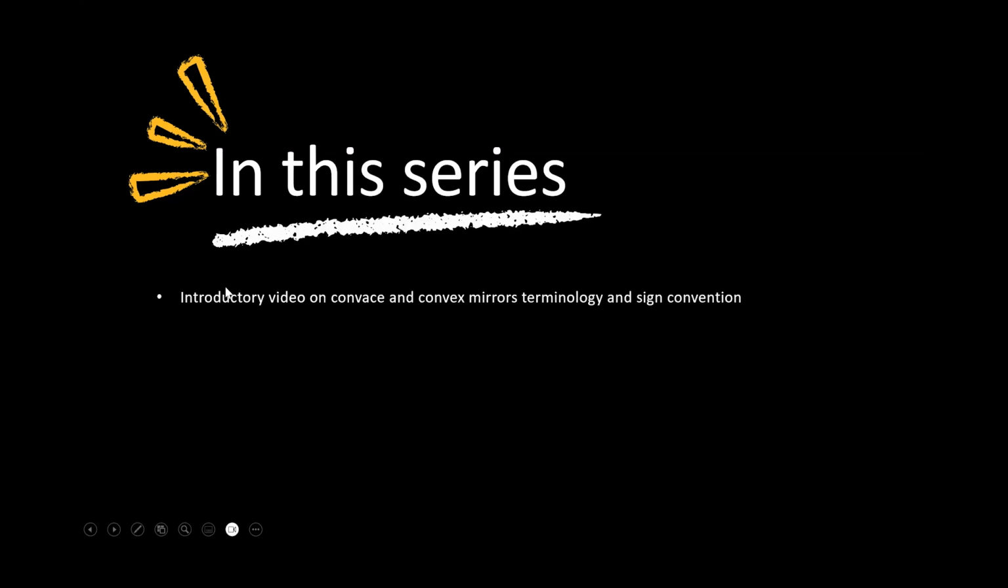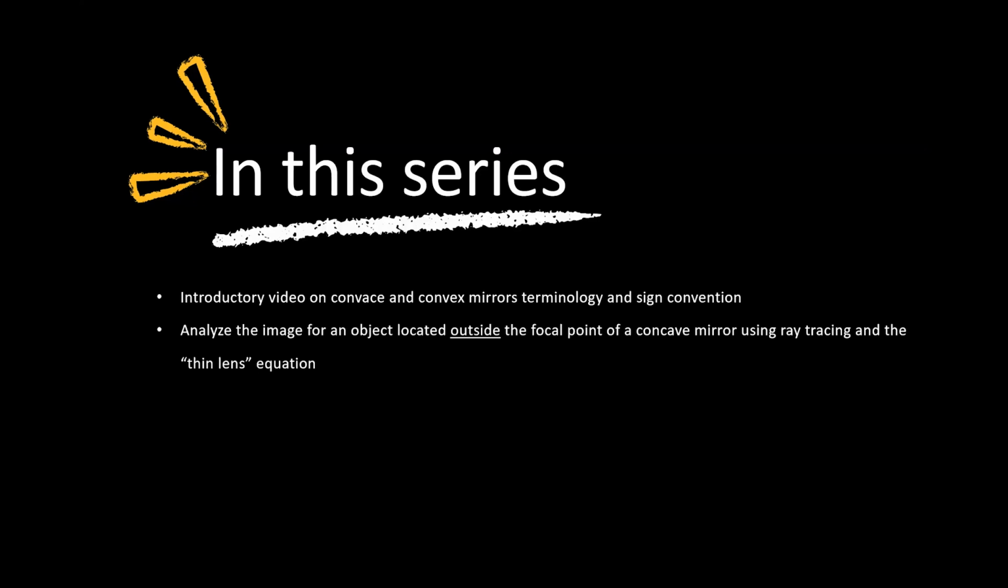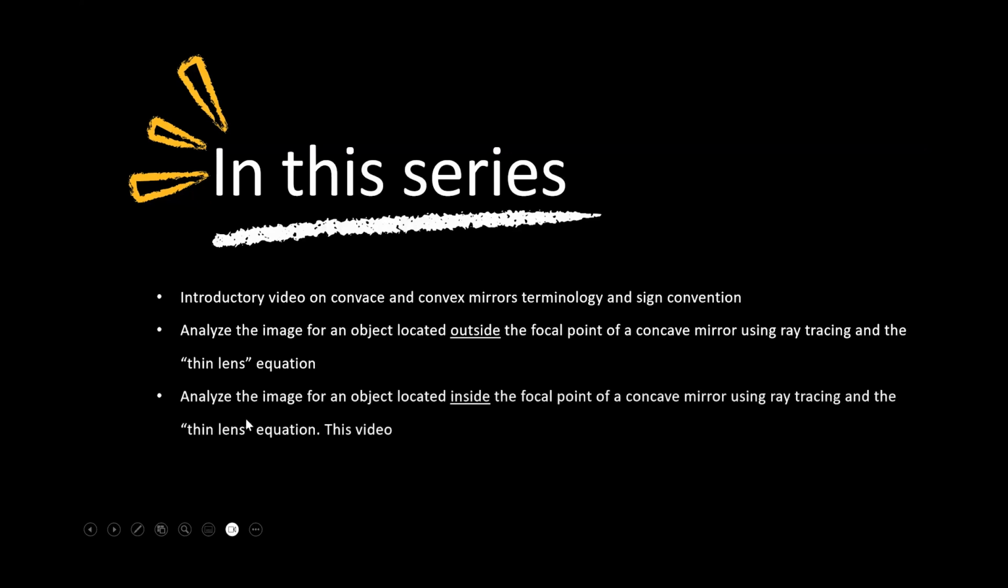Before, we had a couple of videos. In one, we introduced terminology and sign convention for concave and convex mirrors. Then we did the ray tracing, and we used the thin lens equation to get the image of an object sitting outside the focal point of a concave mirror. The convex mirror will come in the next series. Now we're going to analyze the same, but for an object inside the focal point of a concave mirror. When we're done with this series, before we get into convex lenses, we'll do some exercises just to basically hammer the point across.